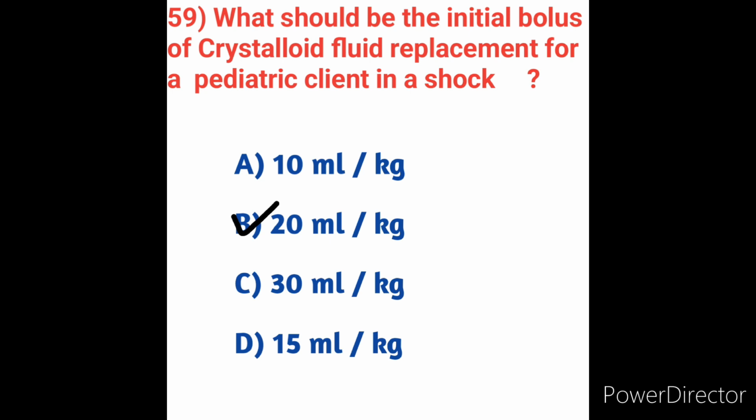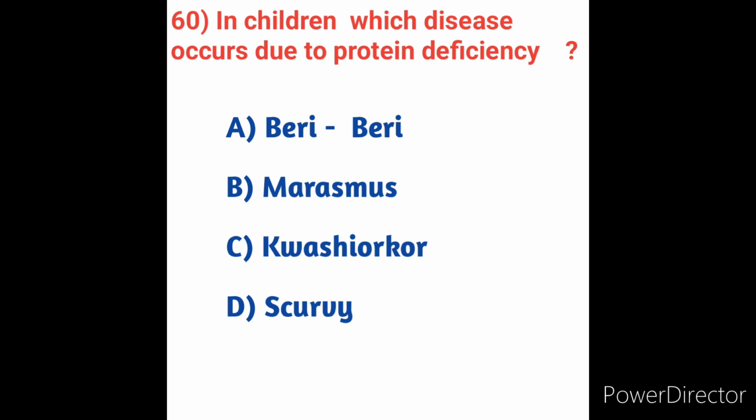Next we will move on to question number 60. In children, which disease occurs due to protein deficiency? We will see the options. Option A beriberi, option B marasmus, option C kwashiorkor, option D scurvy. We will see one by one. Beriberi is also called thiamine deficiency, a disease in which the body does not have enough vitamin B1, or thiamine. So option A beriberi is not a protein deficiency disorder.